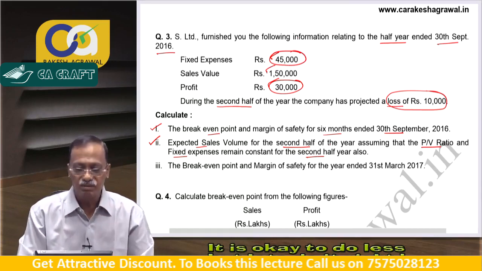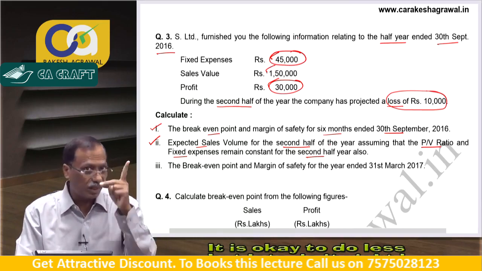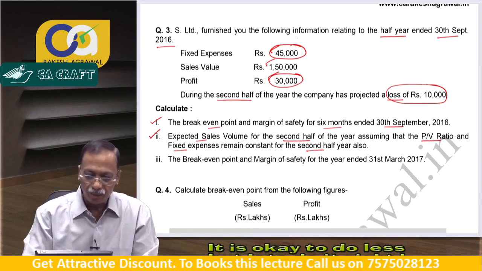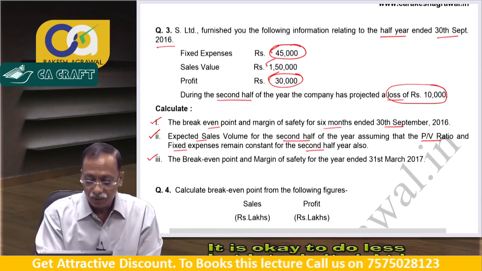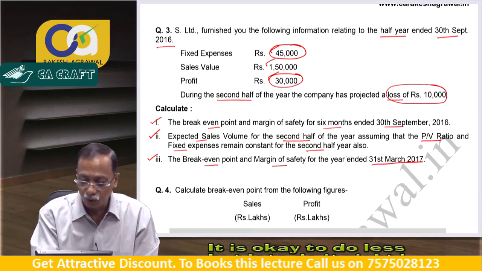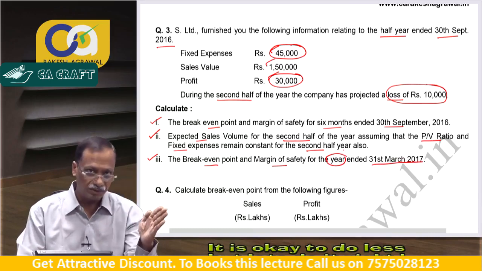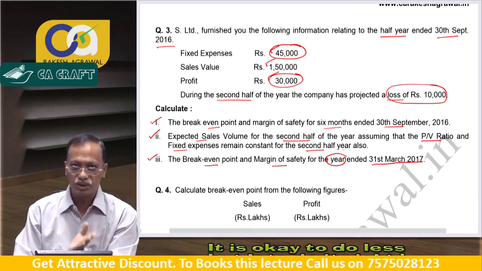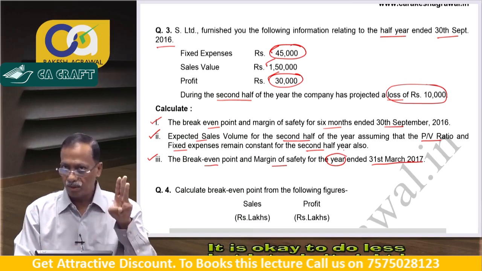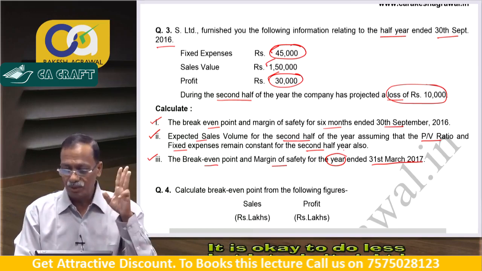Assuming fixed cost and PV ratio constant, you have to calculate the expected sale value for the second half of the year. And the third part of the question says you have to calculate break-even point and margin of safety for the year ended 31st March 2017, for the whole year. It means the first part of the question is for the first half year, the second part is for the second half of the year, and the third part is for the whole year. So you have to solve it in 3 parts.